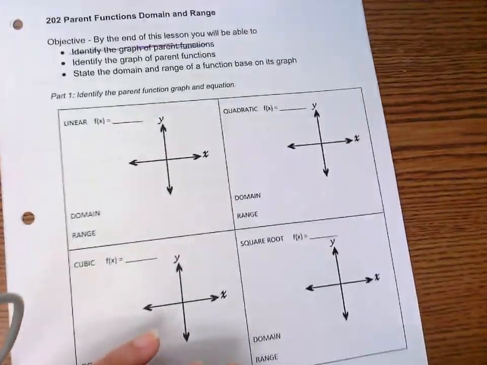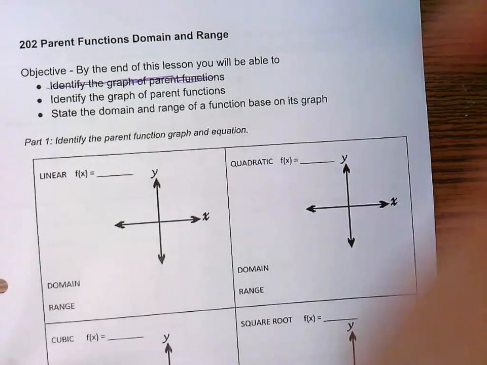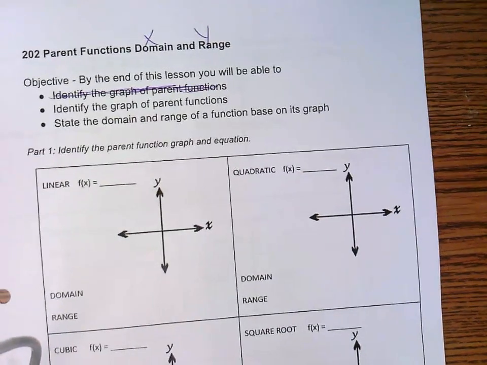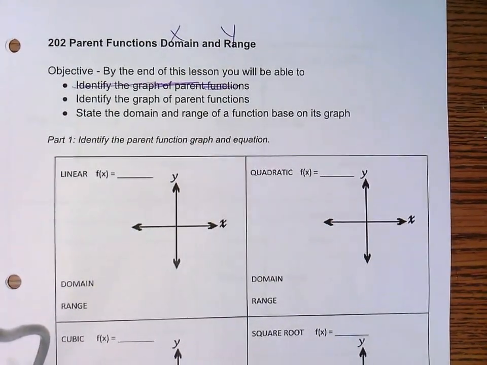Remember, domain is your allowable x values. Range is your allowable y values. I think some of you that retook the test yesterday were still confusing domain with range. So anyway, we need to keep practicing domain and range, I think.